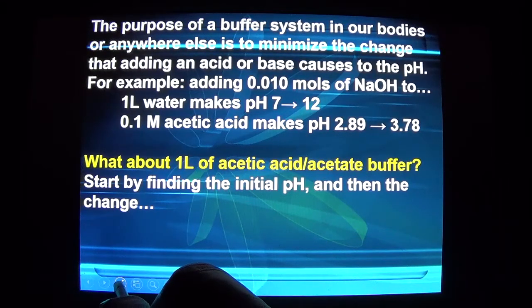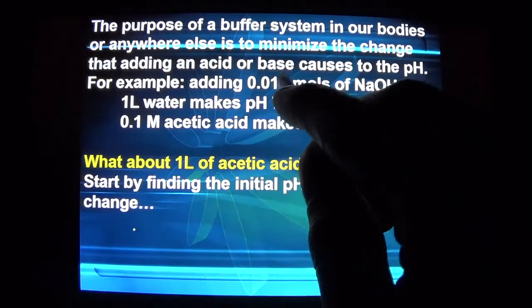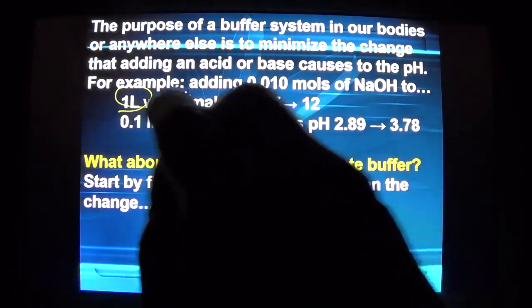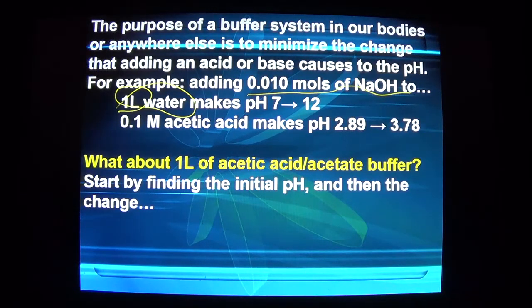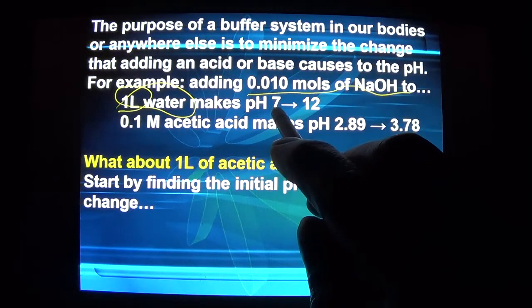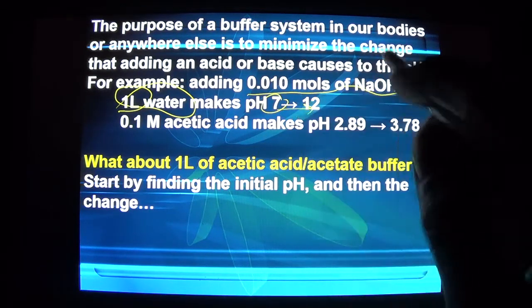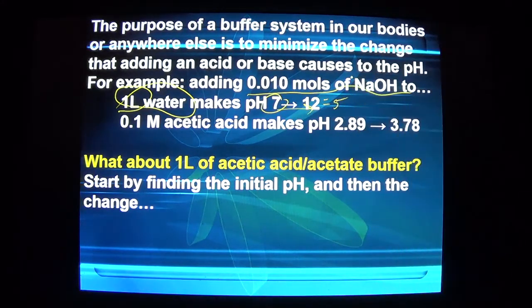So some examples for you. If I have 1 liter of pure water and I add 0.10 moles of sodium hydroxide to that, the pH would go, and this is at 25 degrees, from a pH of 7 to 12. So that's a difference of 5, okay? Which, as we know, the pH scale is based on a logarithm scale, so that is actually 100,000 times more basic there.